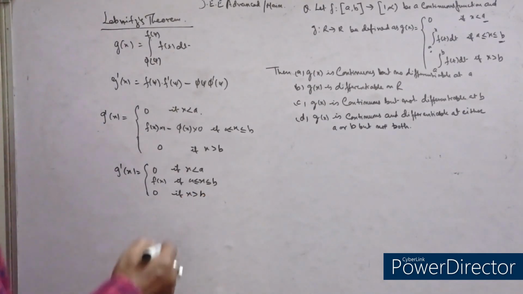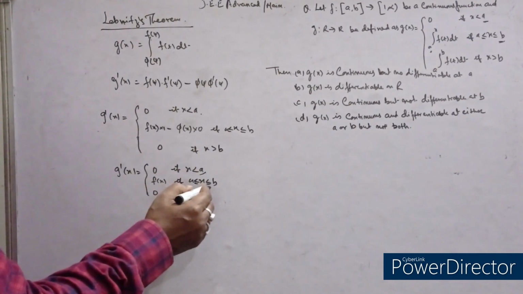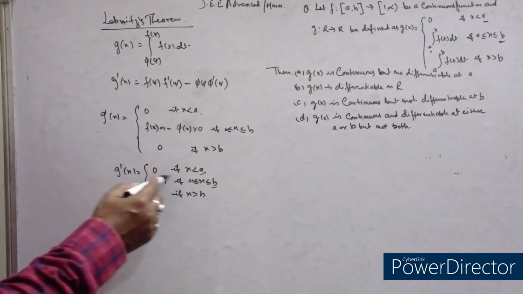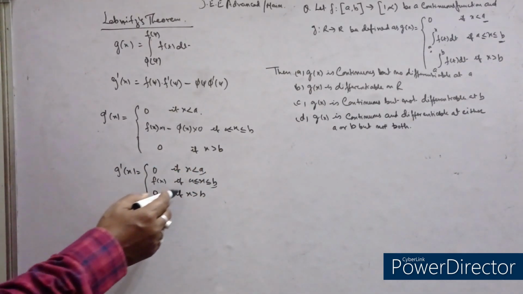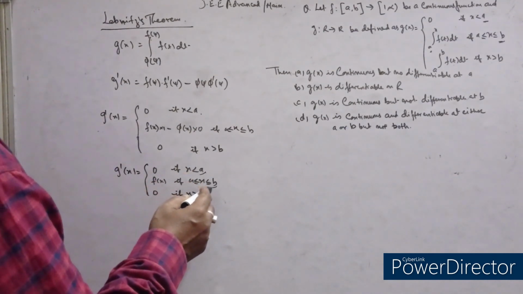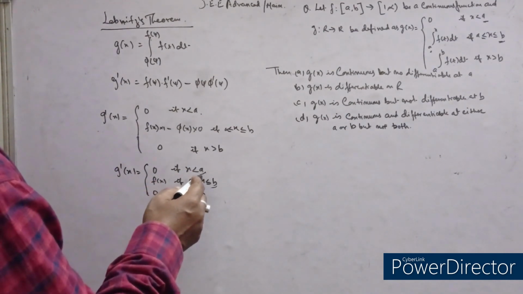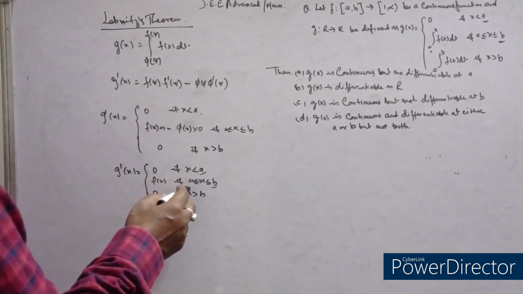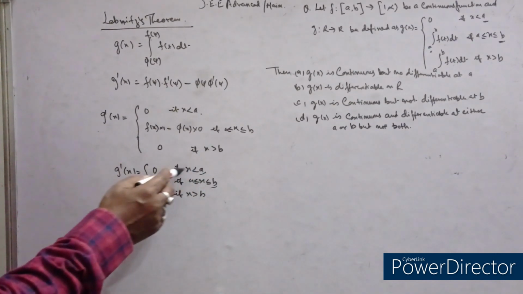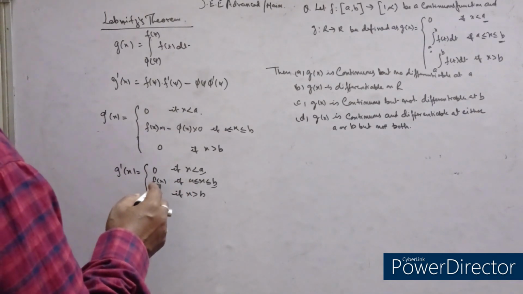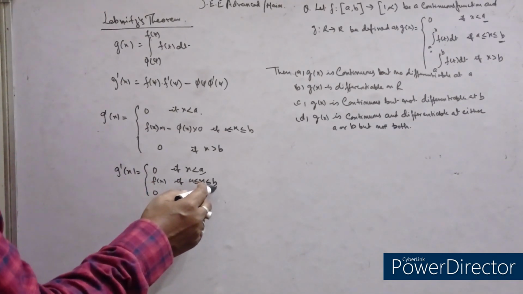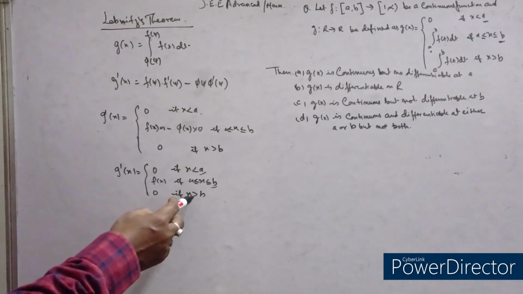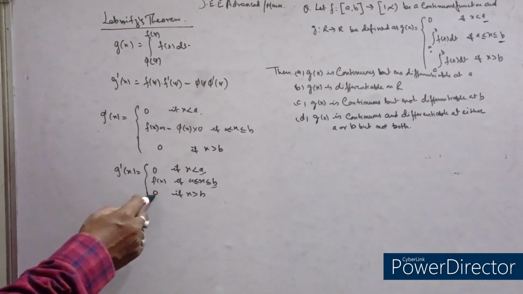Here we find that a and b are your testing points, and at these points we clearly find that it is not differentiable, because at a minus its value is 0, and at a plus it will be f(a), and at b minus it will be f(b), and for x greater than b, at b plus, it will be 0.